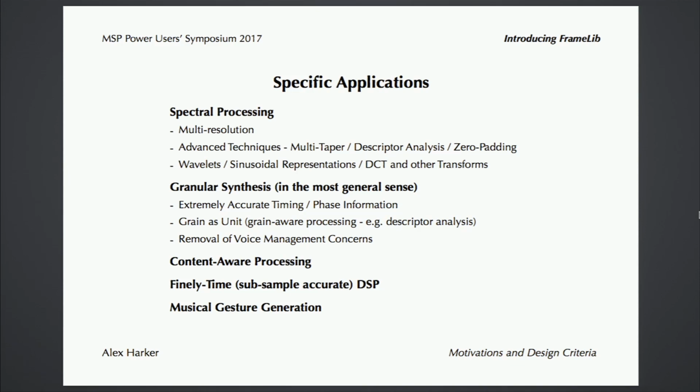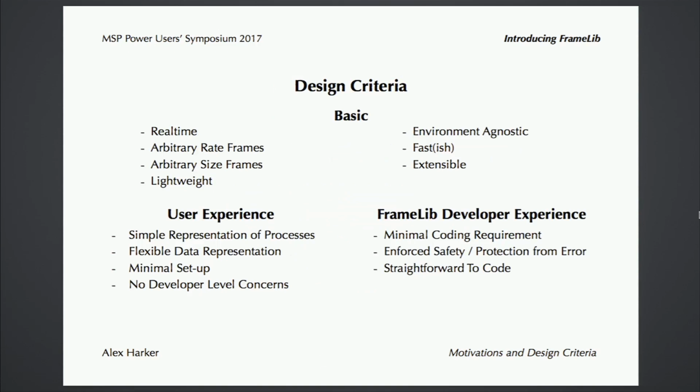Also, I have to do things like voice management. Actually, we'll see later in FrameLib, if you're doing granular stuff, there's no such thing as voice management. You just paste grains into your output, and that's how it works. Then there are things like content-aware processing or very finely timed DSP, which you can now do to some extent in Gen, but this is another way of thinking about it. And things like musical gesture generation that might come in later on. So this is my wish list. What are my design criteria? This has got to be something that works in real time.